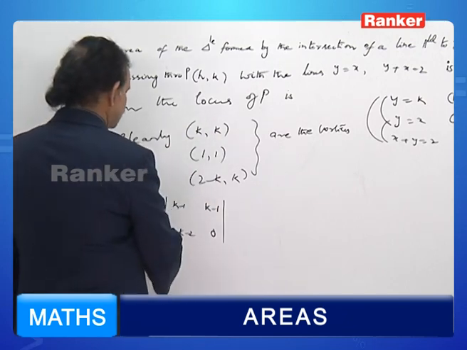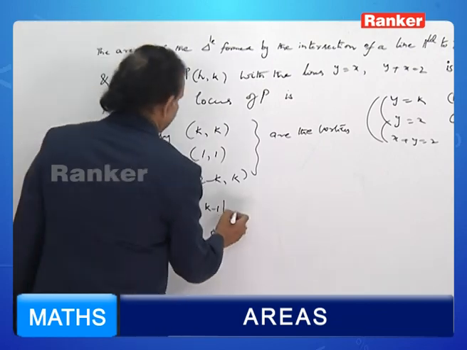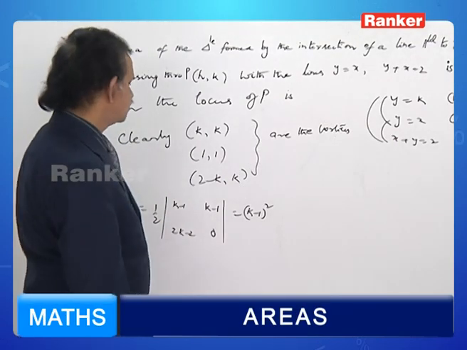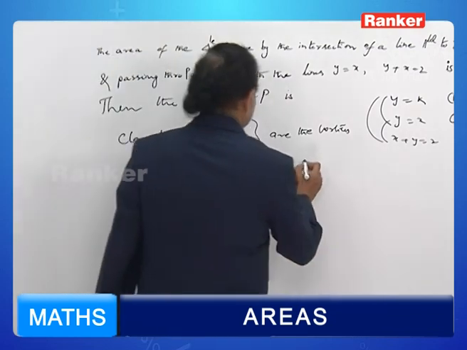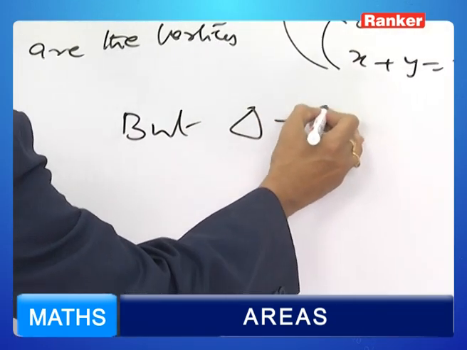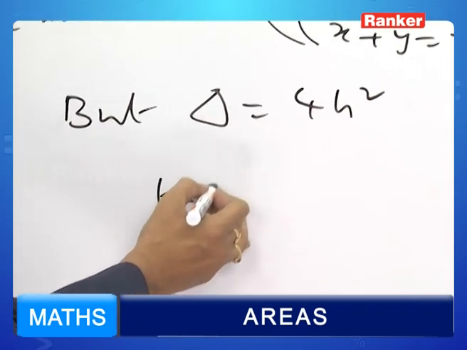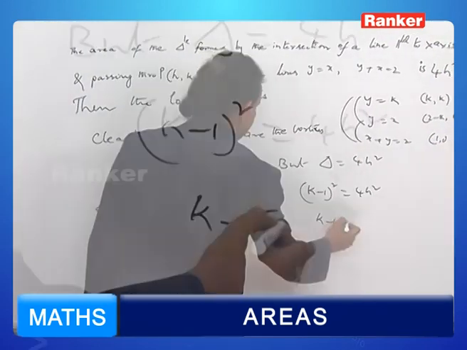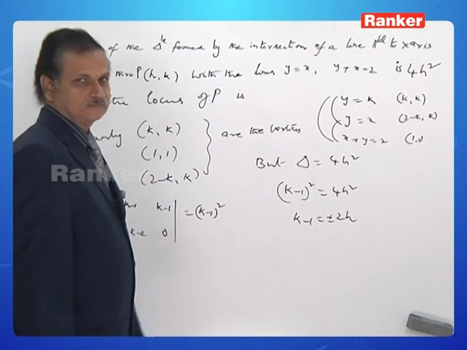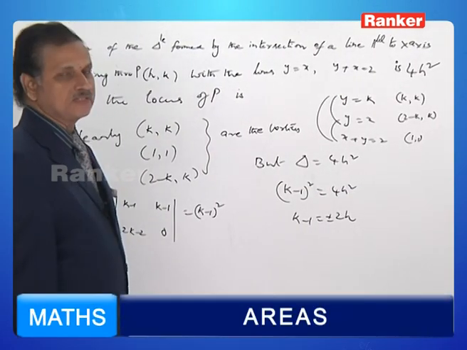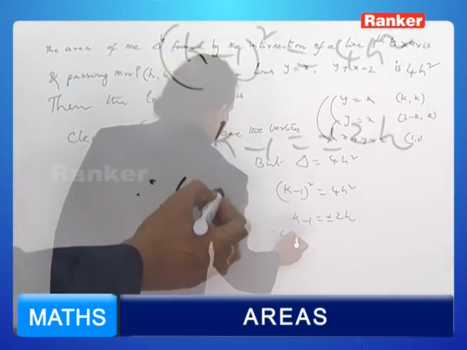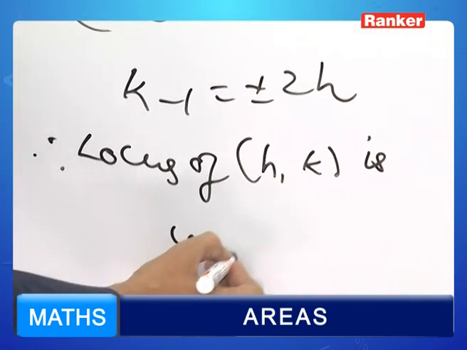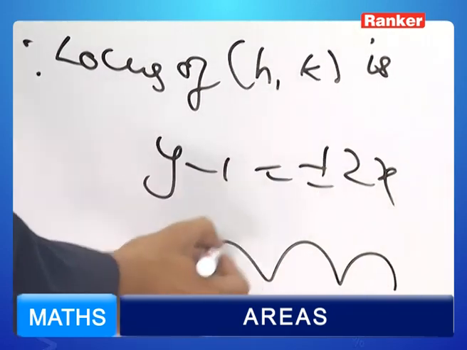What is the area? Half into 0 minus of 2 into k minus 1 whole square is just nothing but k minus 1 whole square. Actually, delta is observed to be k minus 1 whole square. But this area is equal to 4h square. So k minus 1 whole square is equal to 4h square, isn't it? Therefore, k minus 1 is equal to plus or minus 2h. Therefore, the locus of (h, k) is y minus 1 is equal to plus or minus 2x.